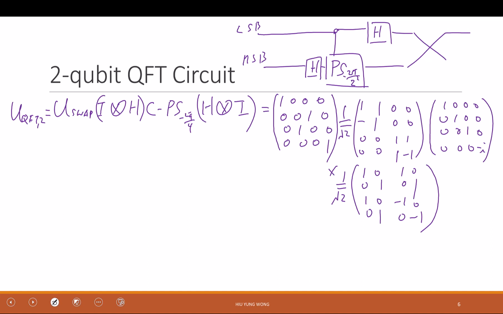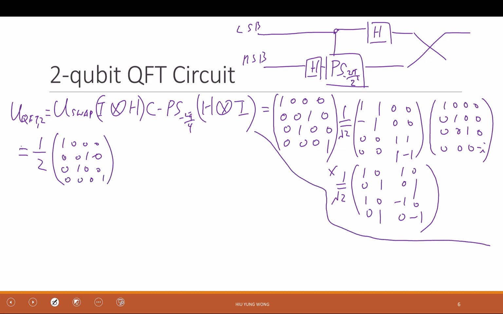So do we still need to go through step by step? Let's do that, right? I will do it fast. First, I take out 1 over 2. And then I keep the rest, 1,0,0,0, 0,0,1,0, 0,1,0,0, 0,0,0,1. That is the swap gate. And then the second one, 1,1,0,0, 1, negative 1, 0,0, 0,0,1,1, 1, negative 1.